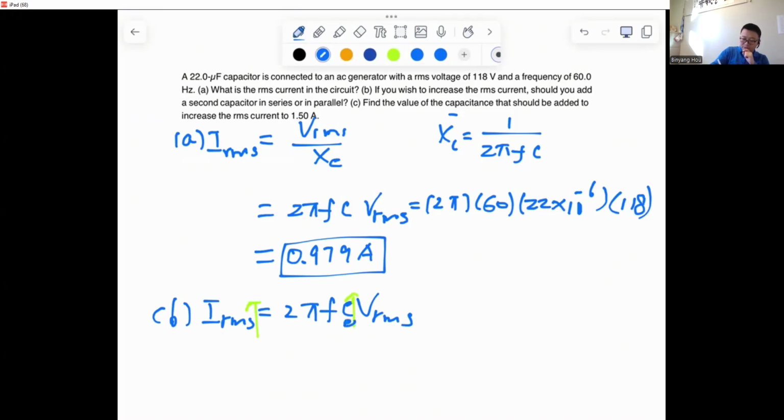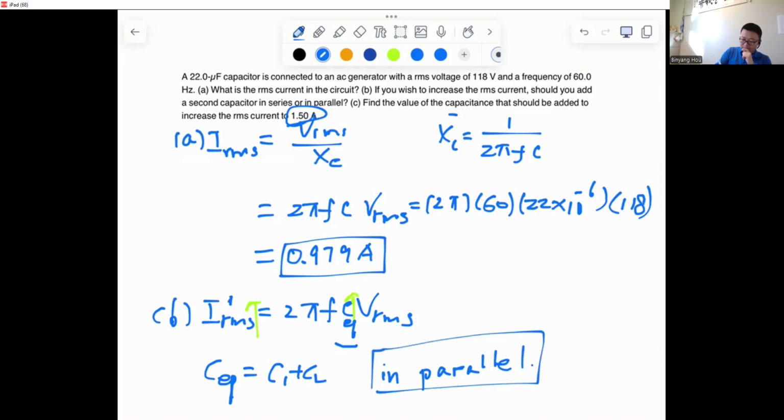So if you want to increase this current, then this new C needs to be larger. Let's call this CEQ. CEQ should be larger, which means you put them in parallel, so you do C1 plus C2. Now it tells you this new IRMS is 1.5. Then we can calculate this CEQ, right? So the second capacitor should be in parallel. That's the answer for B.